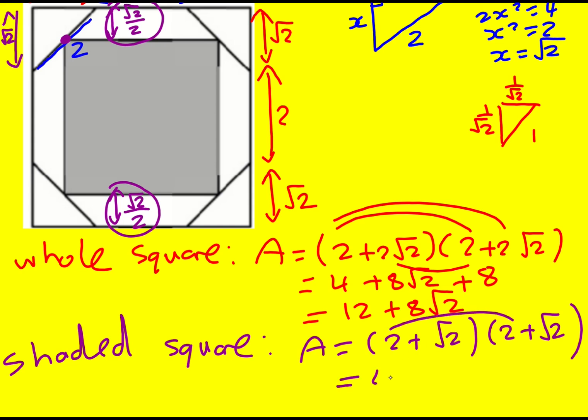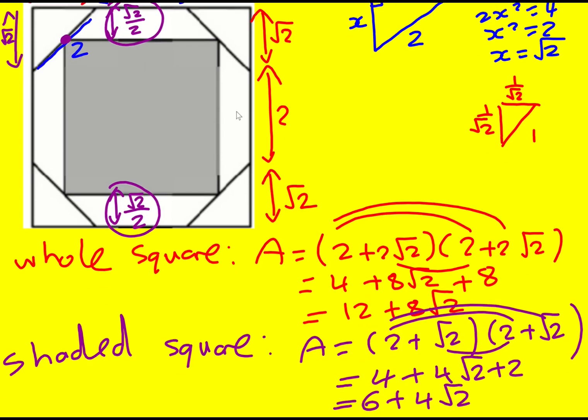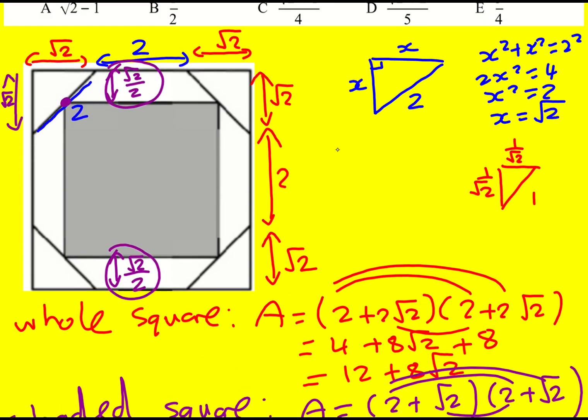Okay, multiply these out. So again, 4, 2 root 2, another 2 root 2, so 4 plus 4 root 2, plus 2, which gives 6 plus 4 root 2. Okay, and we're nearly there. What fraction do we have? Well, I've got my 6 plus 4 root 2, and I'm dividing by 12 plus 8 root 2.